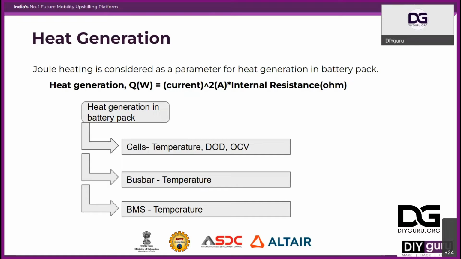Which means if a manufacturer says this is my cell and it is 100 ampere hour, a lithium-ion battery pack, never take this as 100 ampere hour. For a lithium-ion cell, it is always taken as 0.85. That is the depth of discharge.